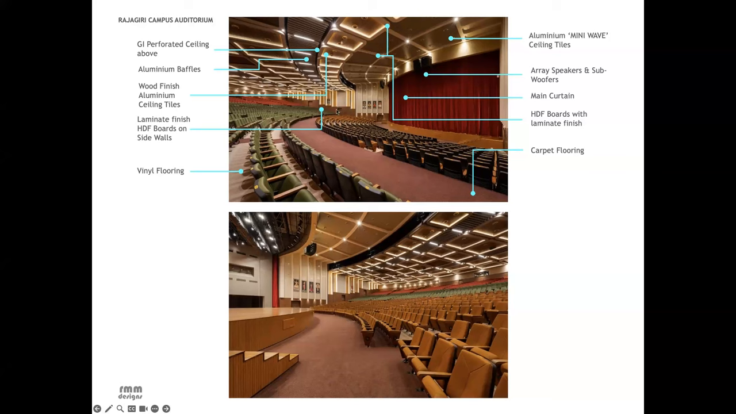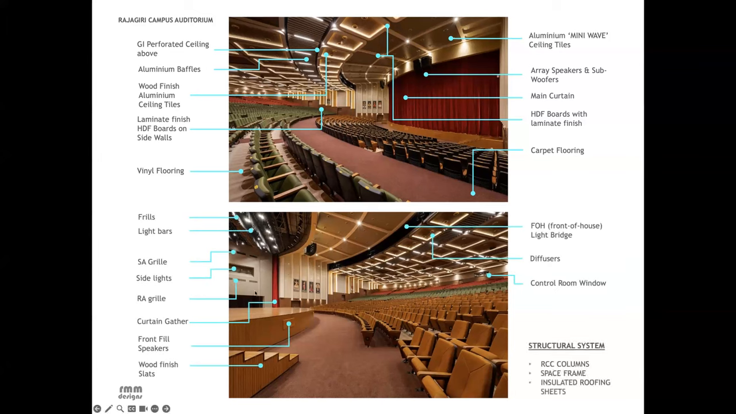The lower level finishing, what you see is HDF boards with laminate finish, which again is easier to maintain. Flooring is a mix of carpet and vinyl, so they didn't want to have the entire floor as carpet, because again it becomes difficult to maintain. So where the seating area is, we have got vinyl flooring, and the aisles and the cross aisles both have got carpet.